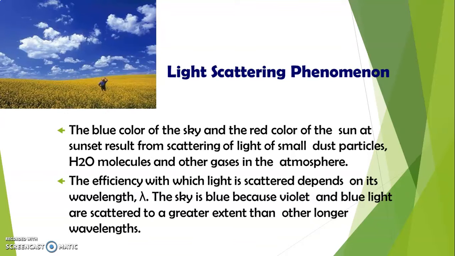Look at the phenomena of light scattering. The blue color of the sky and the red color of the sun at sunset result from the scattering of light by small dust particles, water molecules and other gases in the atmosphere. The efficiency with which light is scattered depends on the wavelength. The sky is blue because violet and blue lights are scattered to a greater extent than other wavelengths.